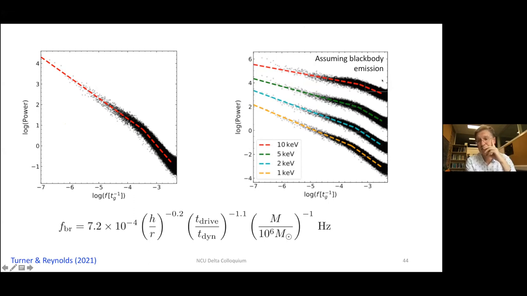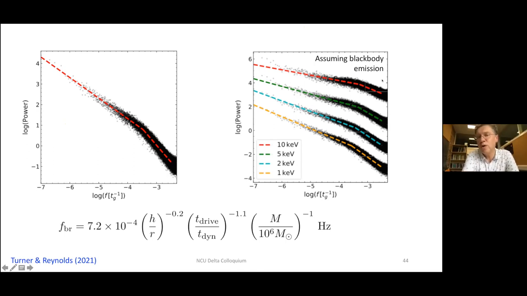So is the size of the X-ray telescope, like the mirror size, a critical part to measure this variability, which might increase the count rate, or is it something else?